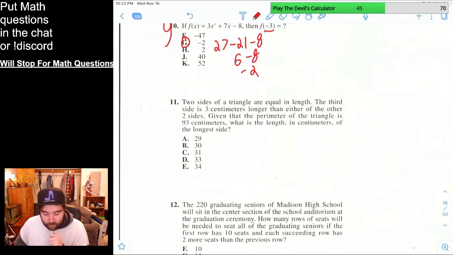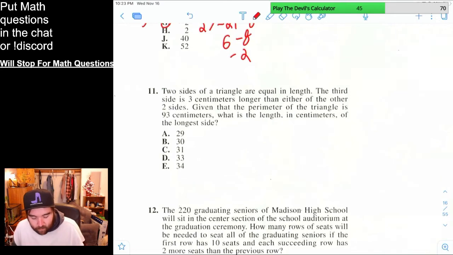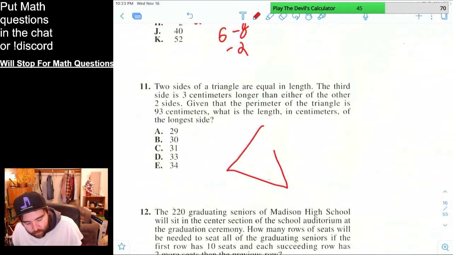All right, so the two sides of a triangle are equal in length. The third side is 3 centimeters longer than either of the other two sides. Oh, because they're equal. Given that the perimeter of the triangle is 93 centimeters, what is the length in centimeters of the longest side? Okay, so let's do our triangle. Two of them are equal. I'll say those two are equal. So let's say x and x.